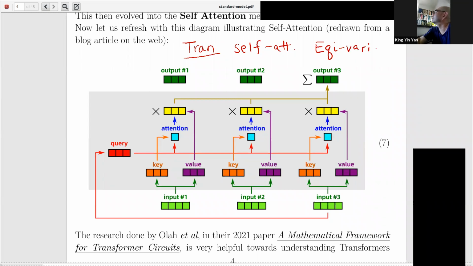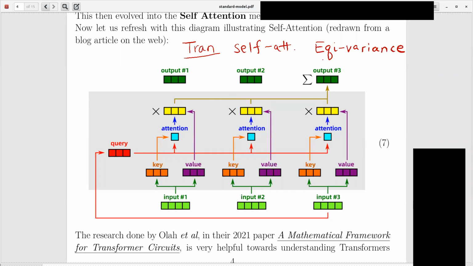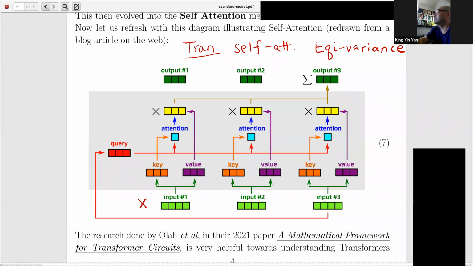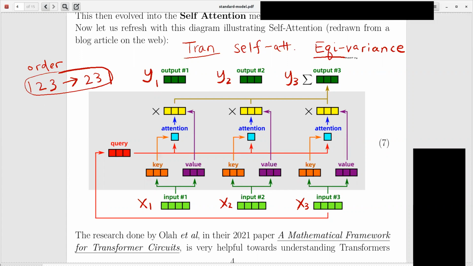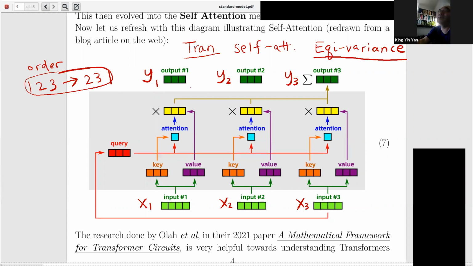Have you heard of equivariance of the transformer? For example, the input is x1, x2, x3. If I change the order of the input to 2, 3, 1, then the output, which was originally y1, y2, y3, would be y2, y3, y1. It changes the same way. You understand it? This is called equivariance. If the input changes, the output also changes exactly the same way.